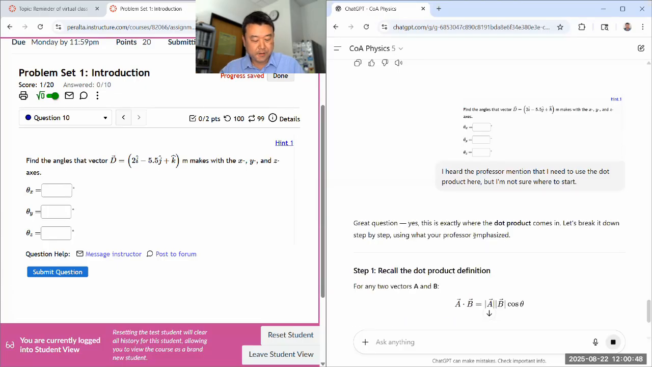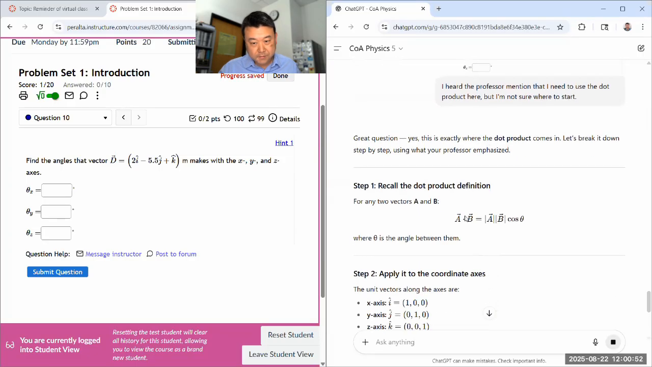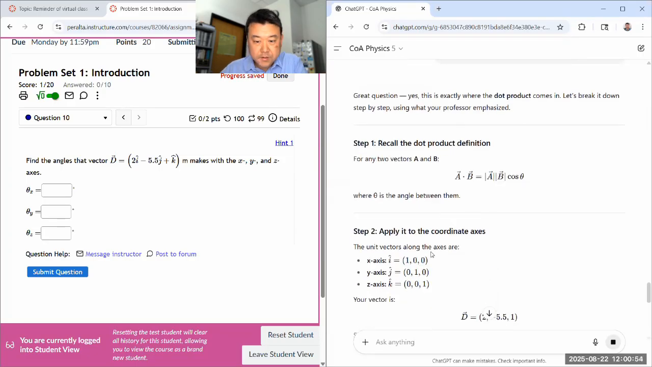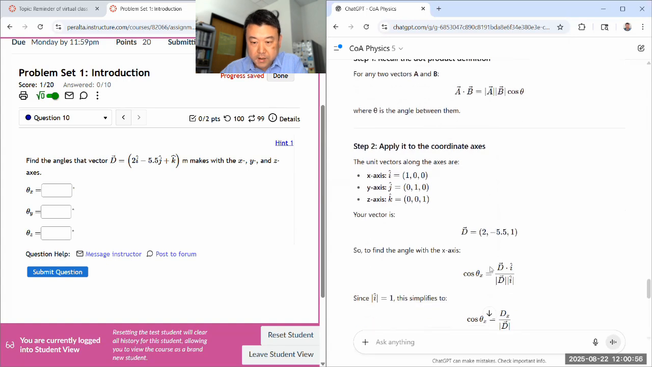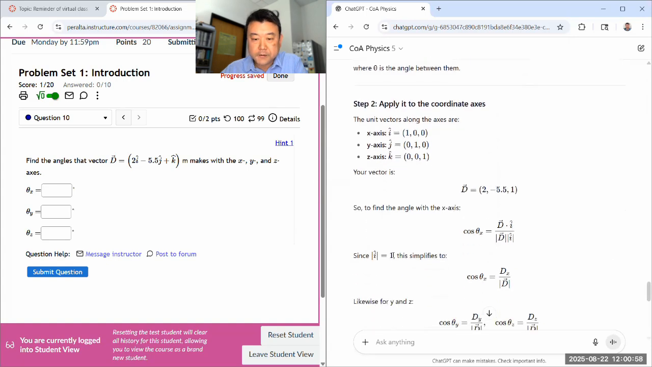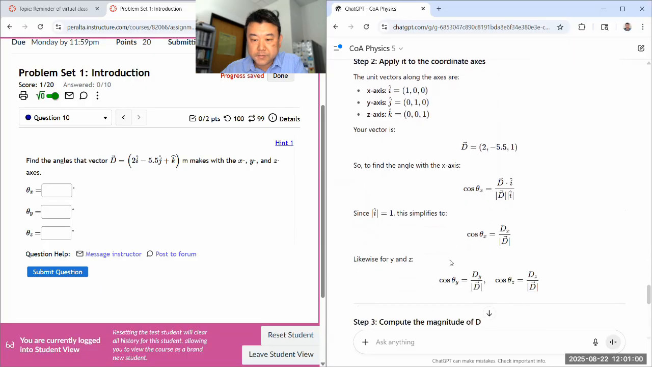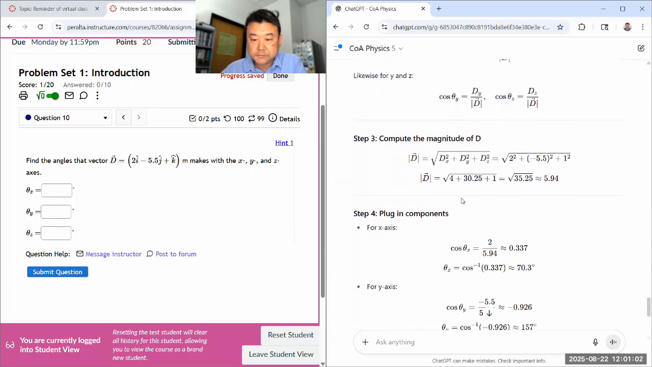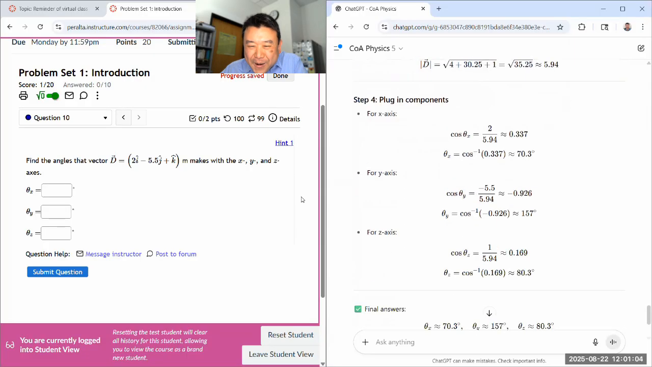And this, okay, where the dot product comes in. Okay, the dot product definition, unit vectors, angle. Yeah, that's the formula. So yeah, it simplifies to that. But why is it working out the whole thing?